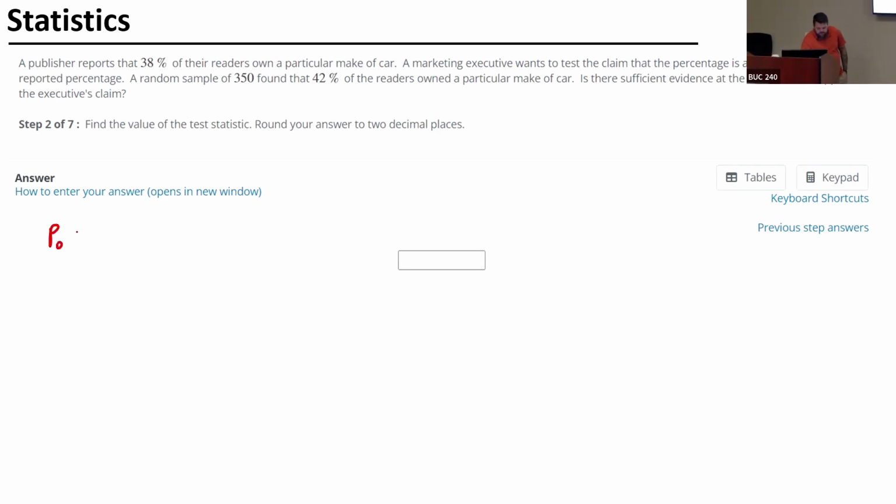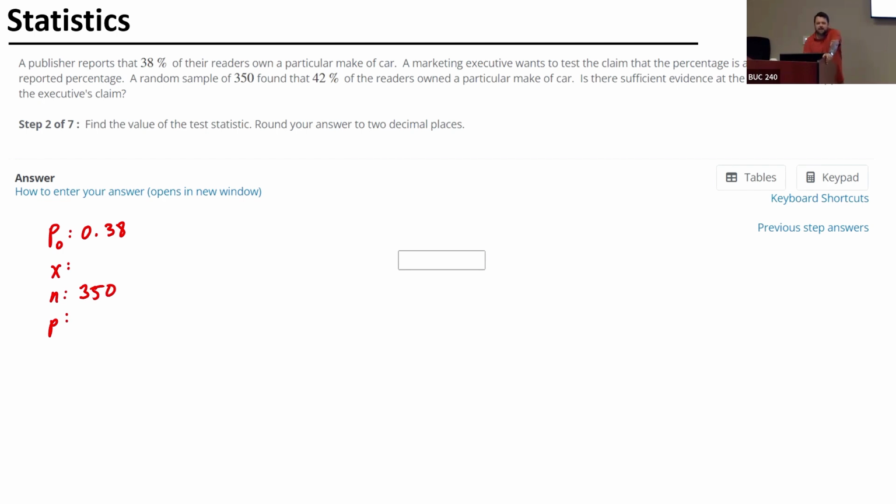You have a p sub 0. That is always the number you're using from step 1. That's 0.38, or whatever number they're giving you. It's going to be the main claim. So we have 0.38. And then your calculator is going to give you an x, an n, and then a p. What is your n? 350.